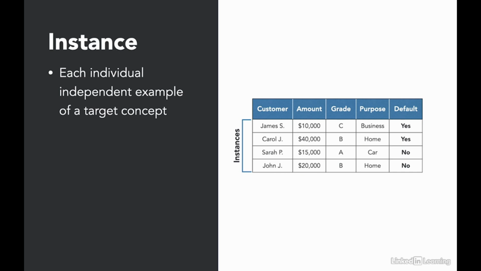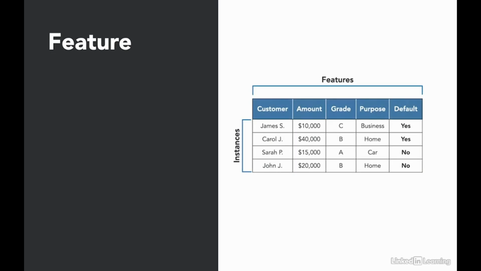An instance is sometimes referred to as a record or an observation. In this example, each loan application is represented by an instance. Each instance is described by a set of attributes or features. A feature refers to a column of data. A feature is a property or characteristic of an instance. Features are sometimes referred to as variables.